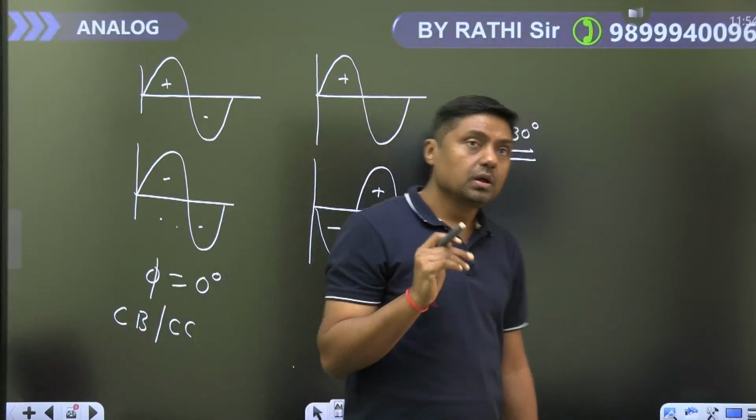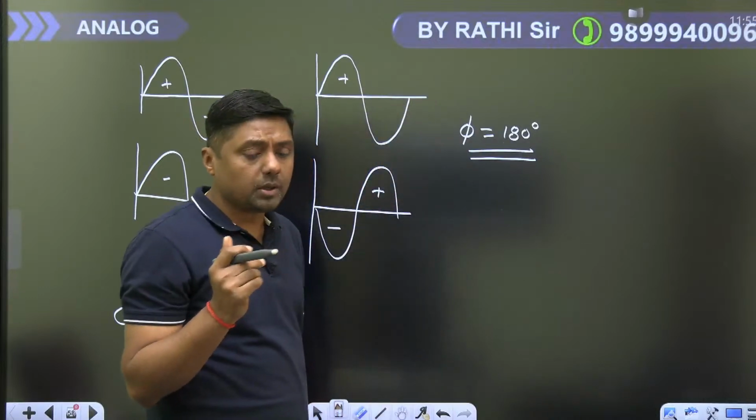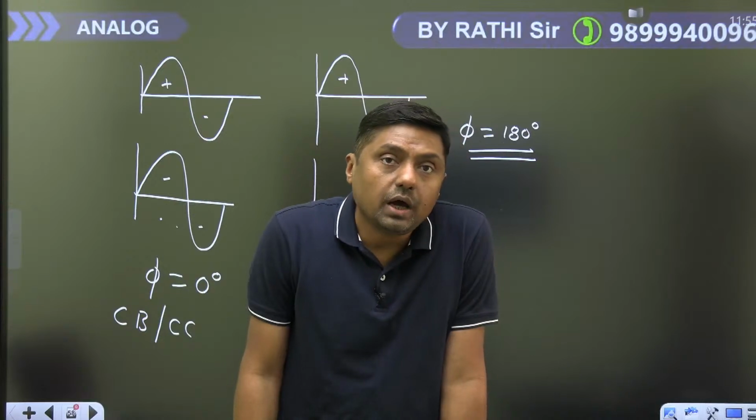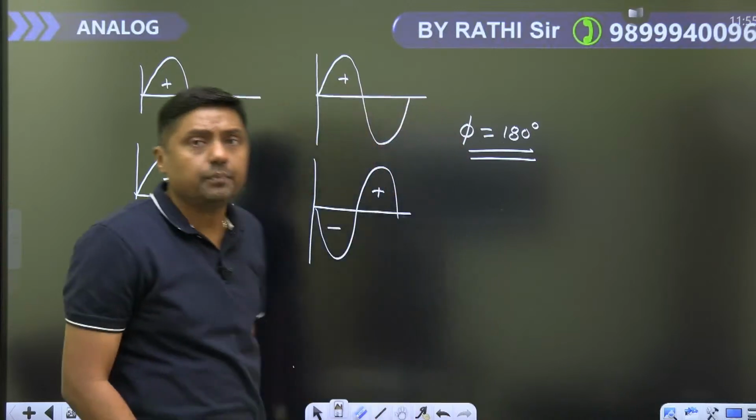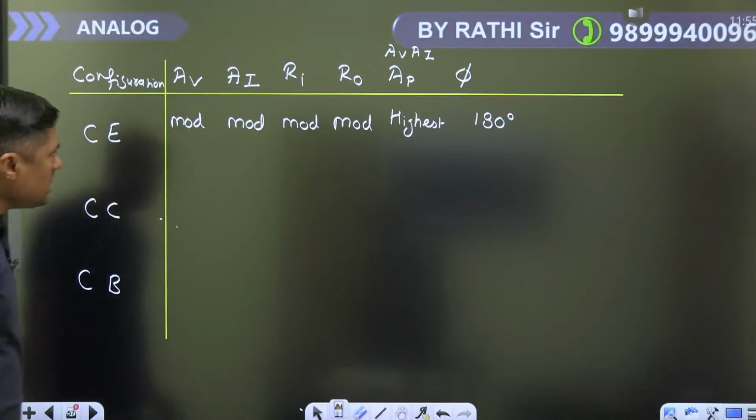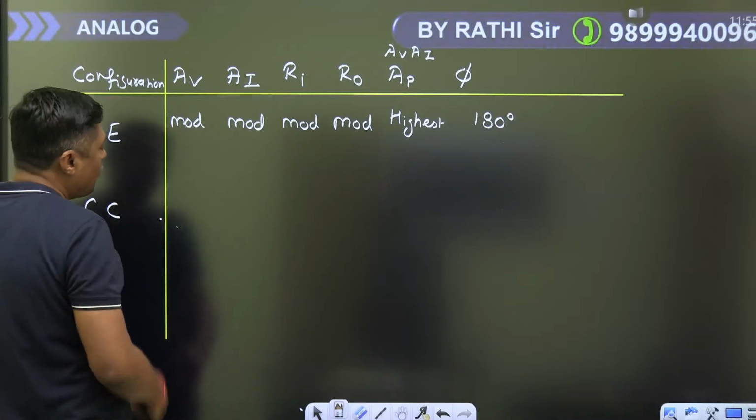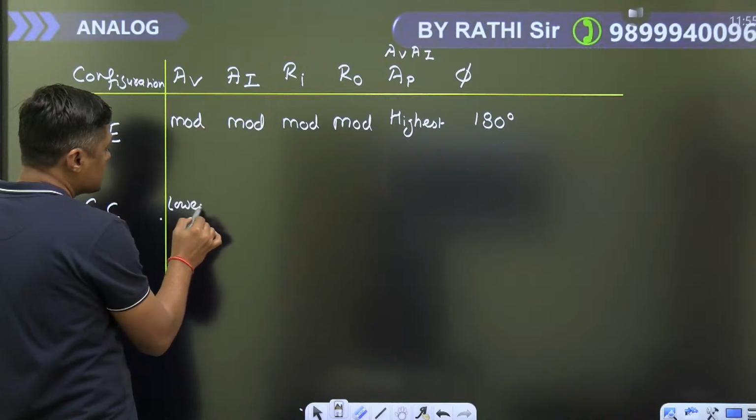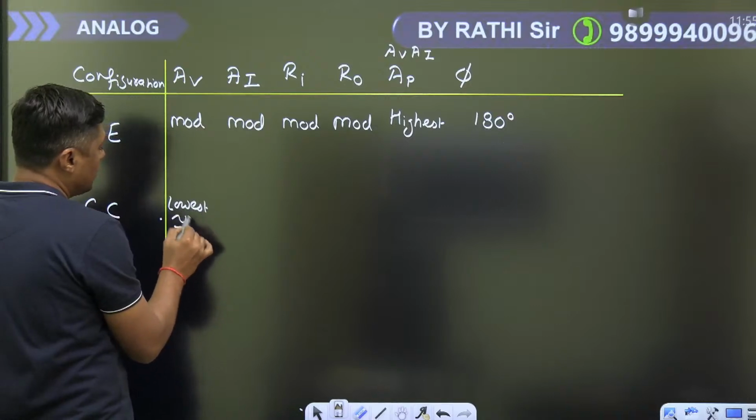Okay. So what is the property of the common emitter? We are getting the highest power gain, guys. Now, it may be 180 or minus 180, doesn't matter. Common collector means the voltage gain is lowest, nearly equal to 1.